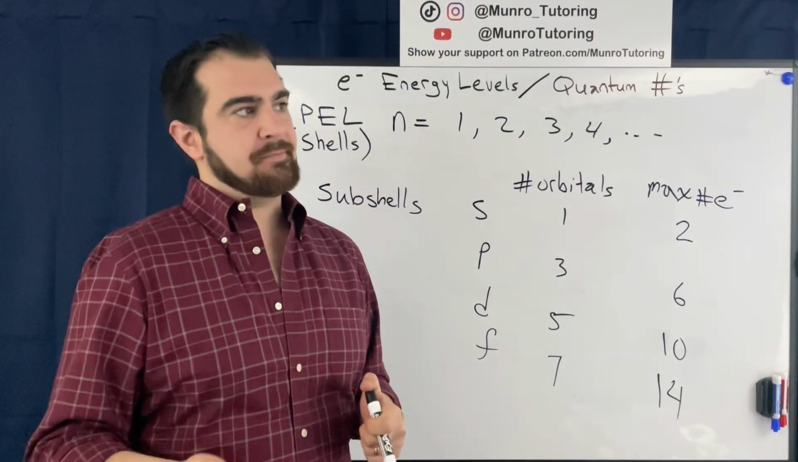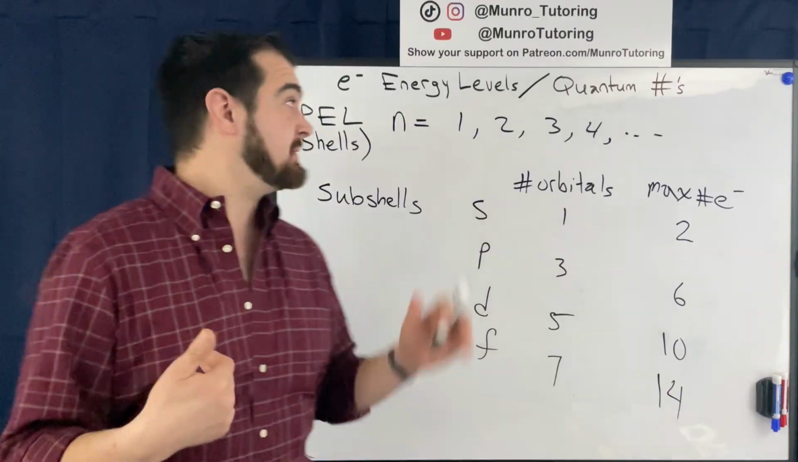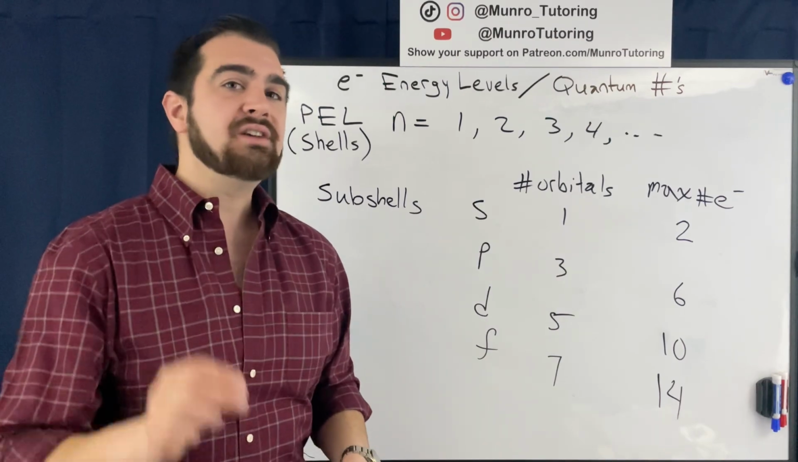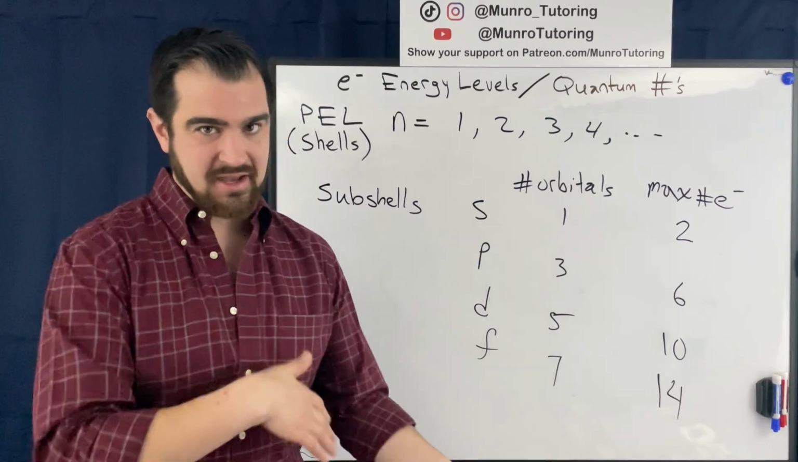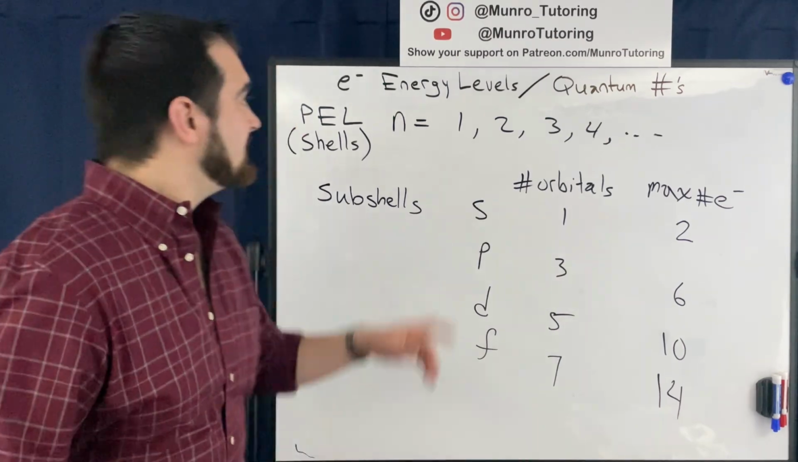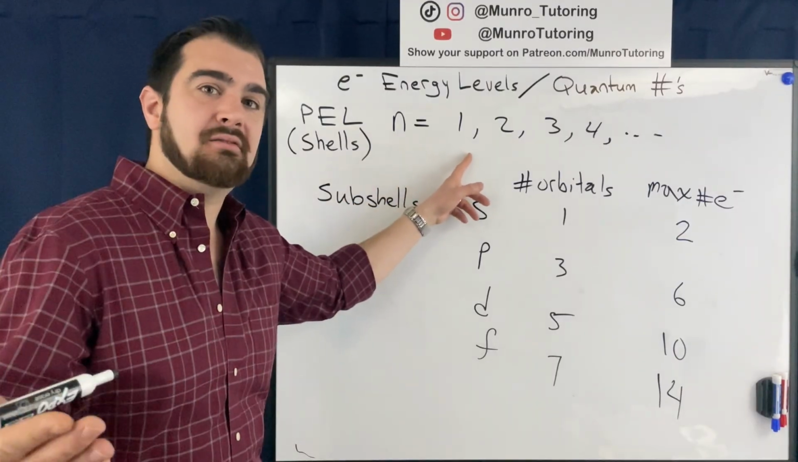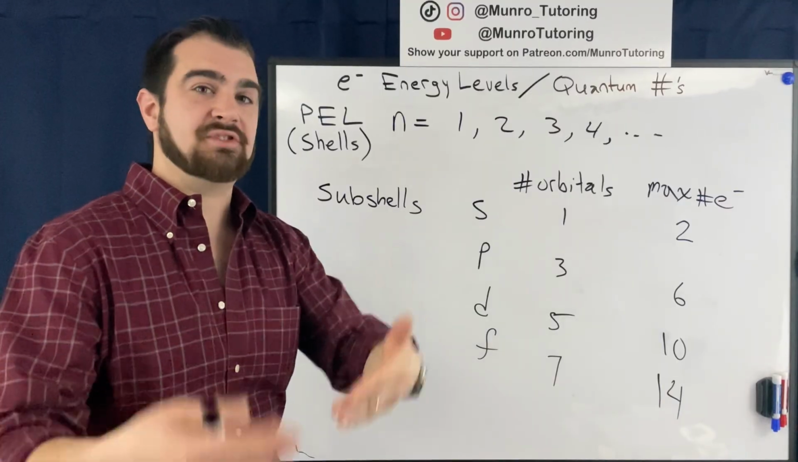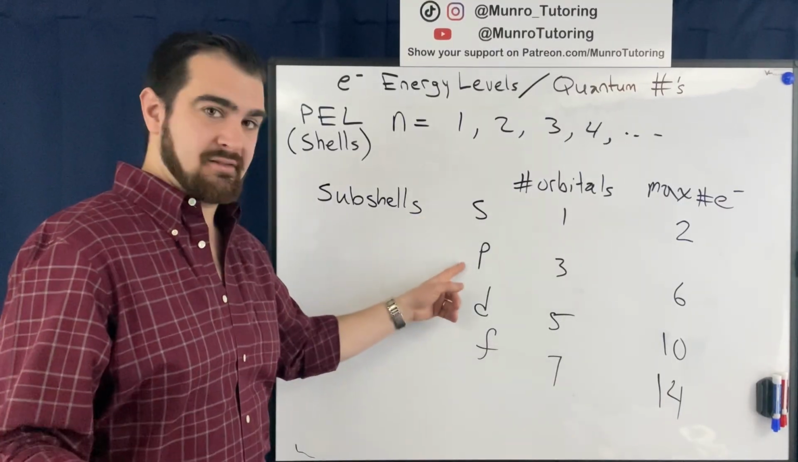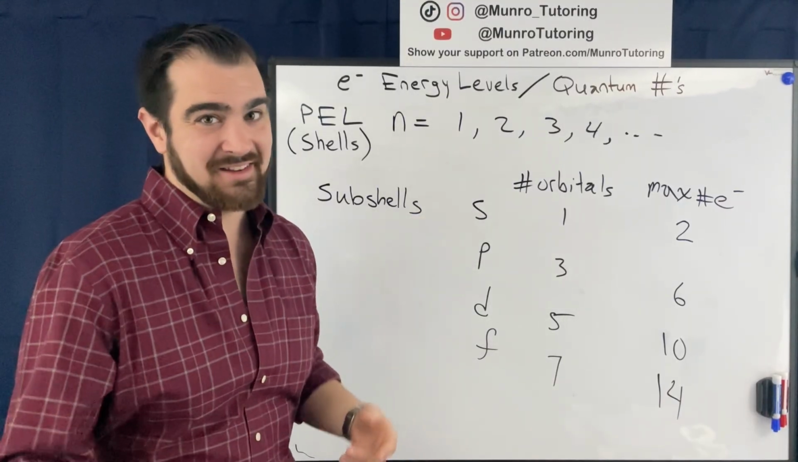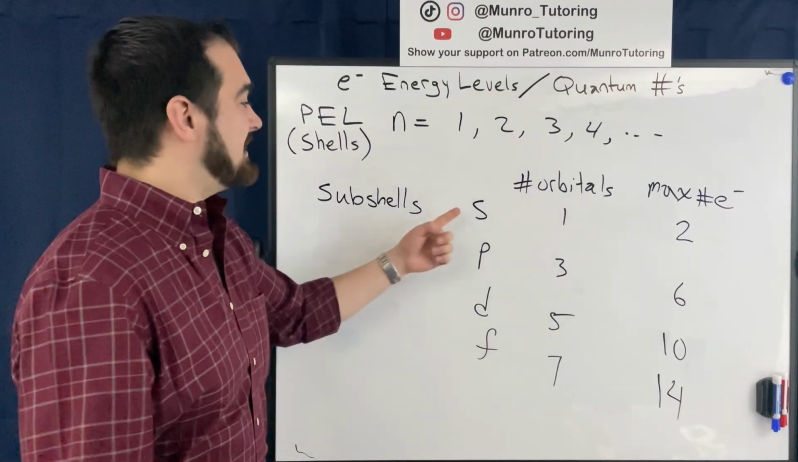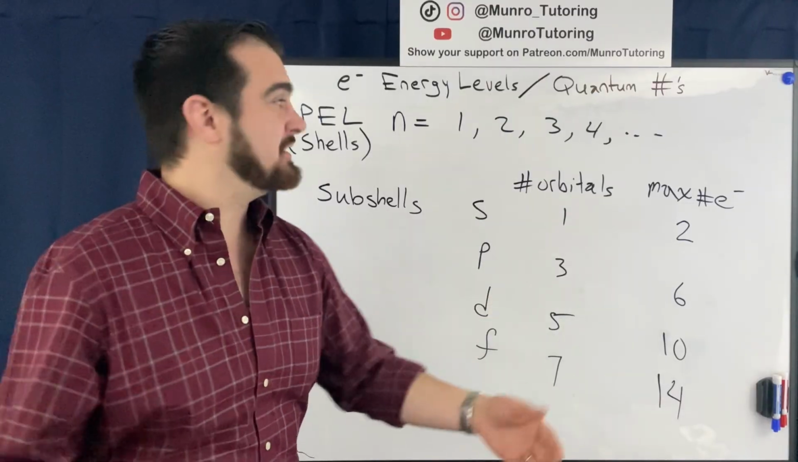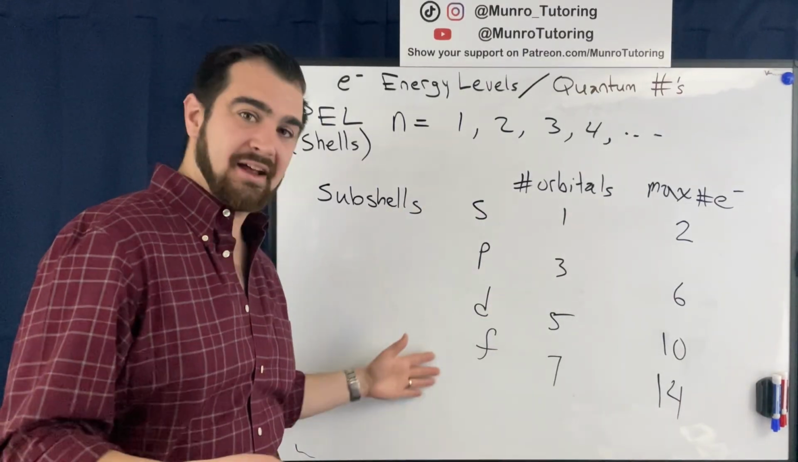Up until a certain point, each principal energy level, or each shell number, has that many subshells. And we always start at S from the beginning. In other words, shell 1 has 1 subshell, an S. Shell 2 has 2 subshells, an S and a P. Shell 3 has, guess how many? 3 subshells, an S, a P, and a D. And shell 4 has 4, an S, a P, a D, and an F.